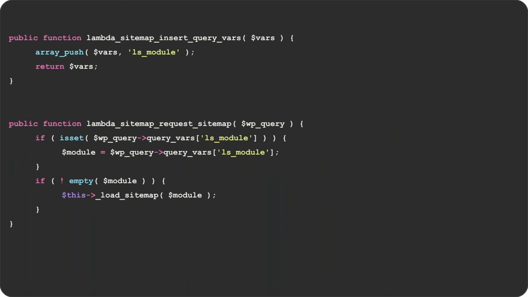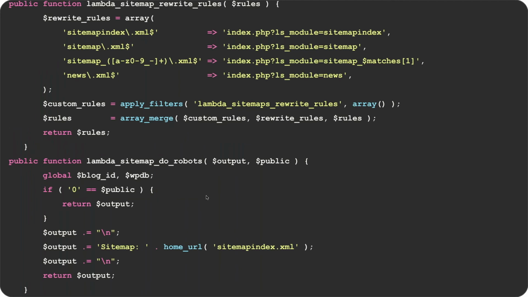Like I said, for the query var, we register the ls module as a custom query var. And if that query var is there, we want to make sure that we're loading the sitemap instead of going to other templates. We also added the rewrite rules so that all the XML URLs are passed to our custom query var so that we can intercept it instead of going to the index.php. And on the robots.txt, we're updating our index URL to that.